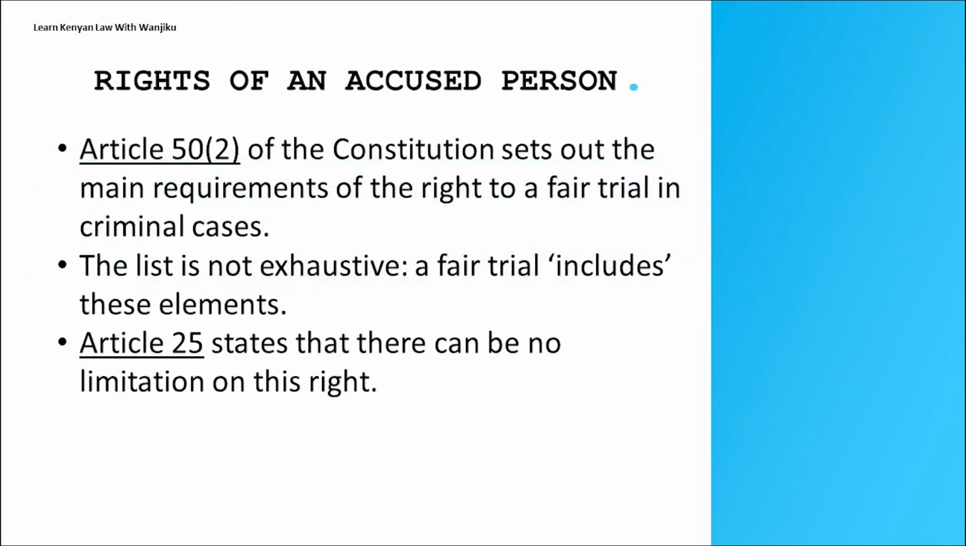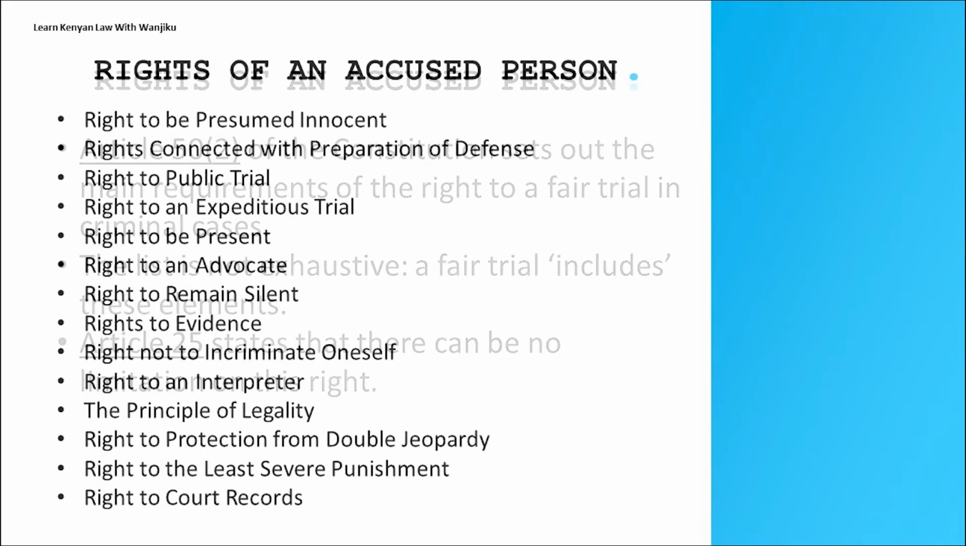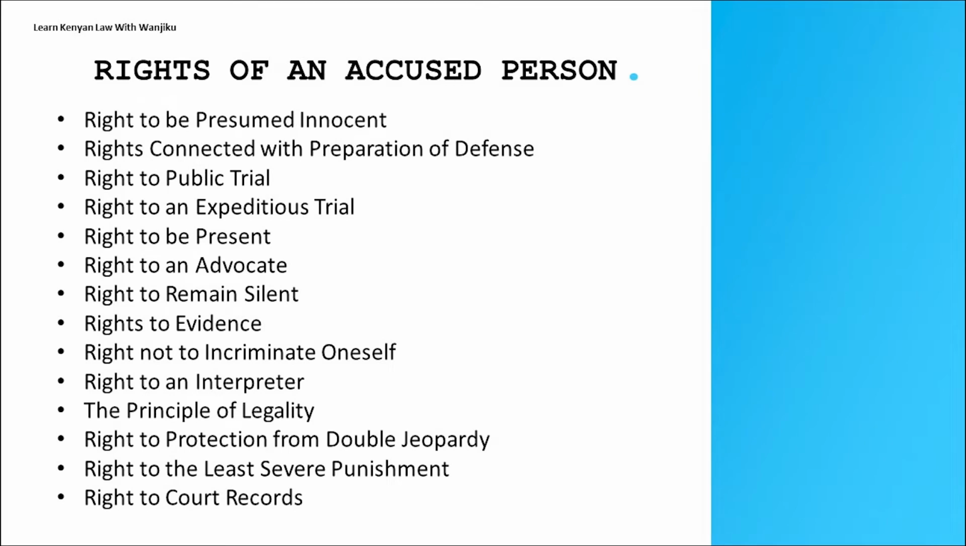It is very important for us to note that under Article 50, subsection 2 of the Constitution, it is very clear that an accused person has a right to a fair trial. And of course, when you're talking about these rights of an accused person, it basically covers the area around a fair trial. However, it is not exhaustive. And of course, Article 25 states that there is no limitation on this specific right. So let me mention these rights and then we're going to delve into them deeper.